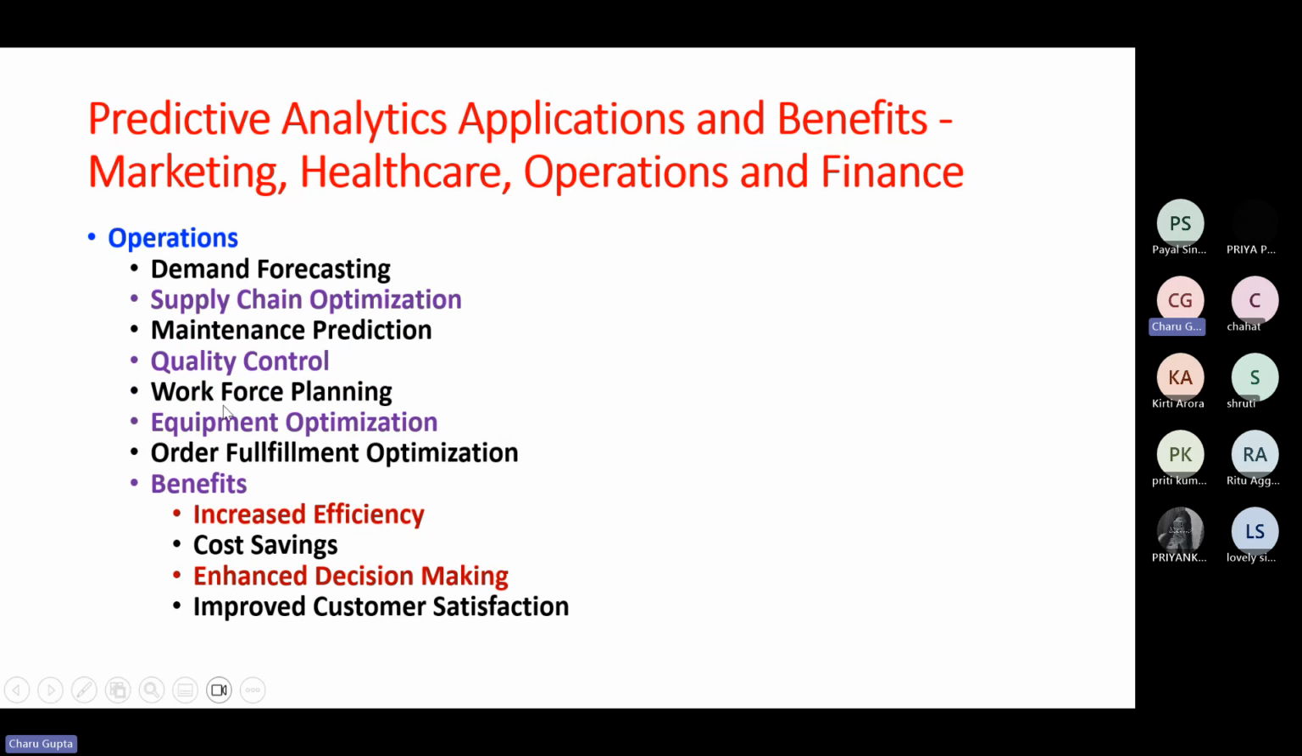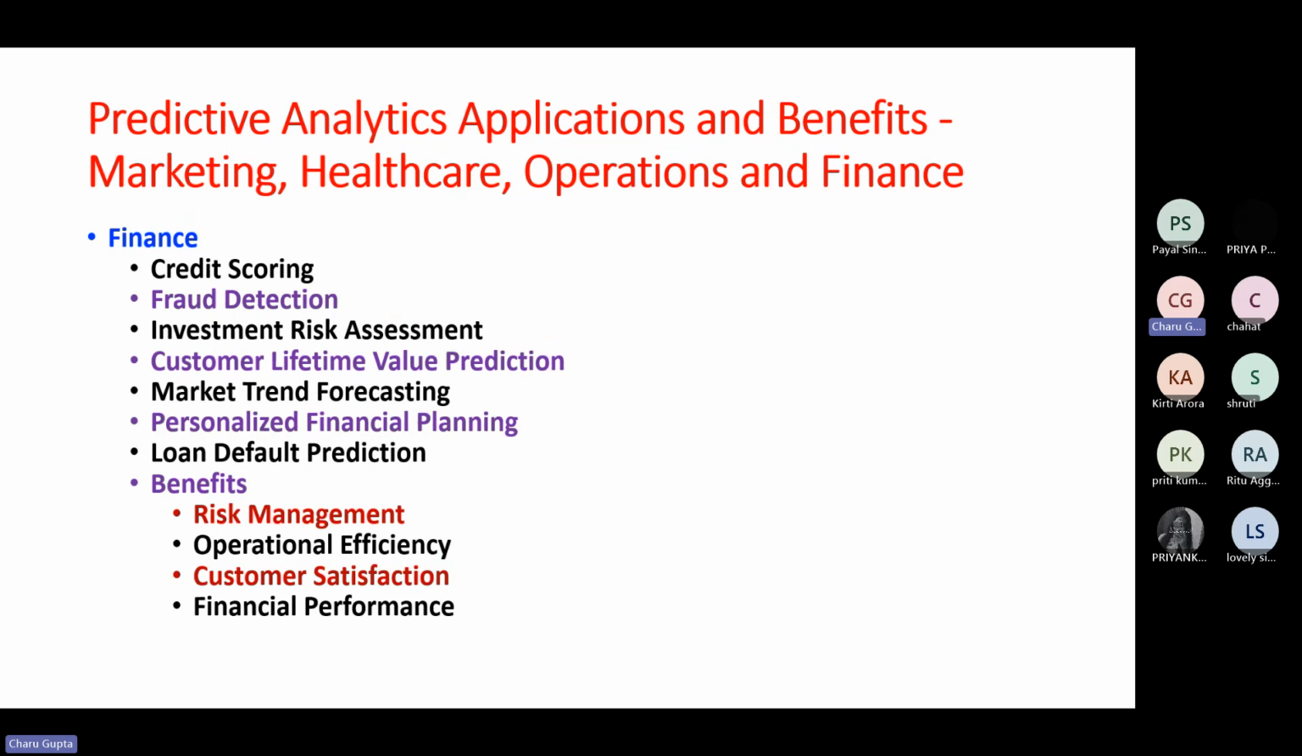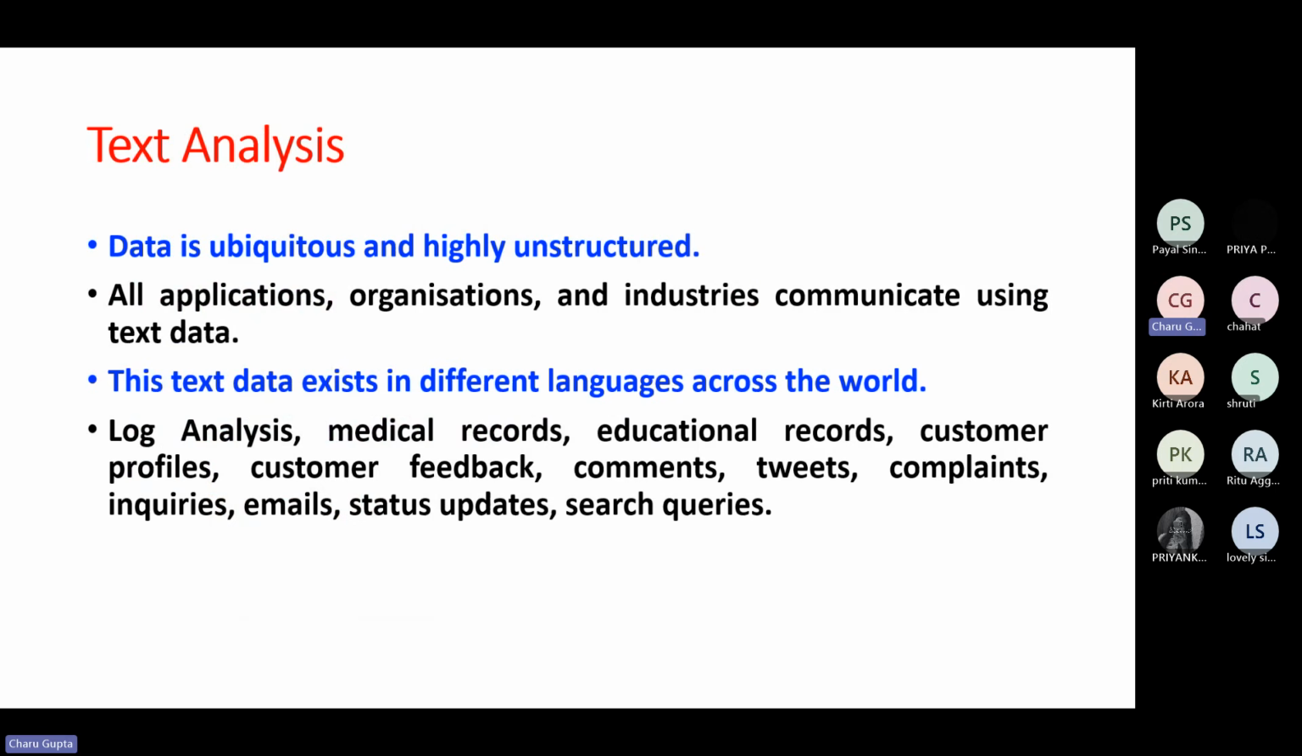ठीक है, ऑपरेशंस में ये यूज हो रहा है to do demand forecasting, to identify the demand, to predict the demand, for optimizing the supply chain, for maintenance prediction, controlling the quality, planning the workforce, right? So this is used in operations. फाइनेंस में कहाँ यूज हो रहा है, to identify credit scoring, for fraud detection, investment risk management, to forecast the market trends. So these are the certain spaces or certain tasks wherein predictive analytics is used in finance.